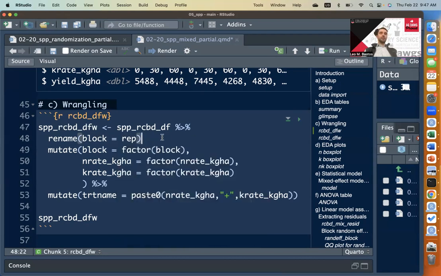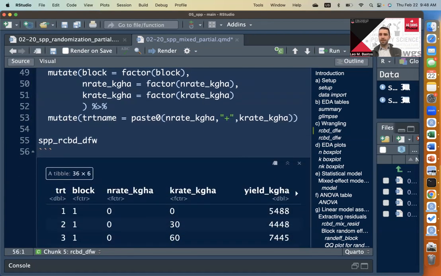But in your case, if you just run until here, so if you do not add the pipe yet, leave it without a pipe and run just this piece of code and print the SPPRCBDTFW below to make sure that now you do have a block column instead of a rep. It should have been renamed. Once you confirm that, just go ahead and add the pipe and run. Everything else should work fine. Again, on my side, I'm going to comment off this rename because I already have a block column, but on your side, you can do that.